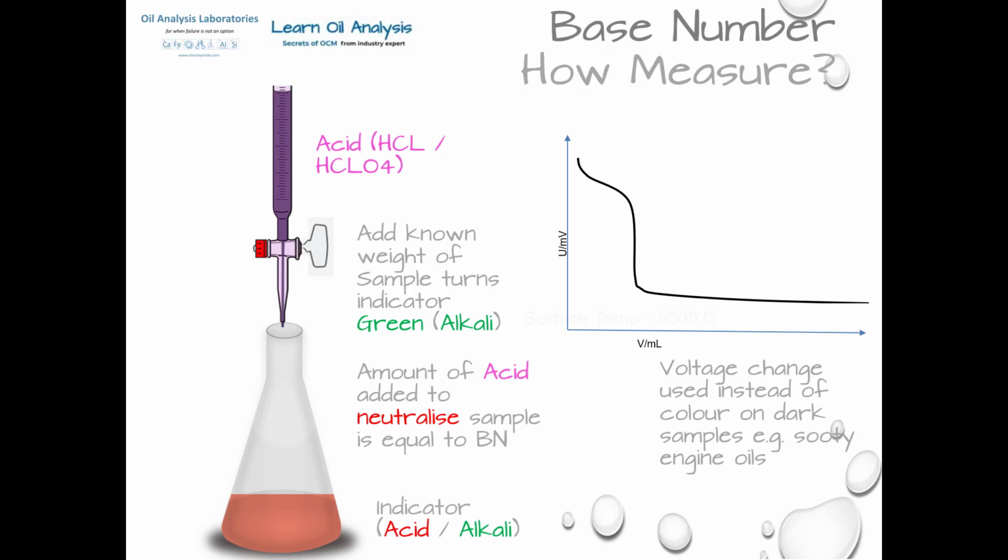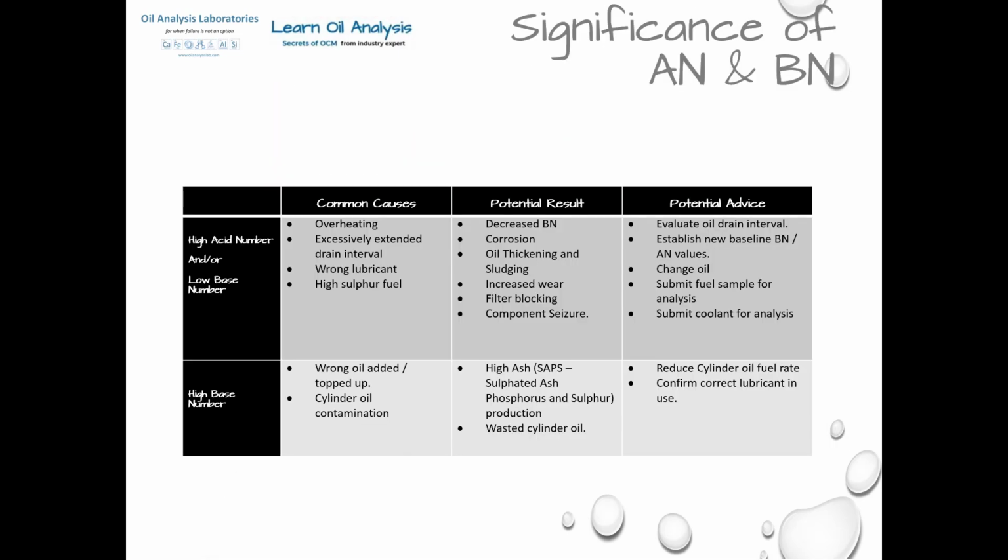So let's look a little more at the significance of acid and base numbers, their effect and their corrective actions. So if we take high acid number or low base number, the causes are usually overheating or overuse of a lubricant. For every increase by 10 degrees Celsius, you double the rate of reaction, and that means you also double the rate of oxidation, acid formation and base number depletion. This means you halve the life of the oil.